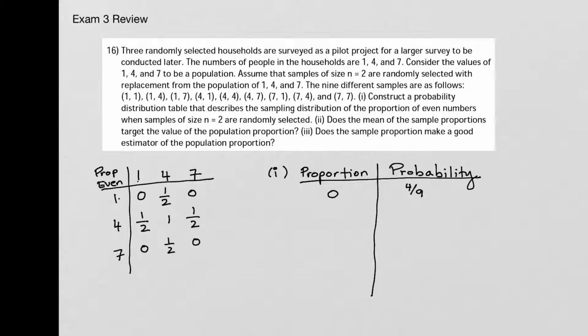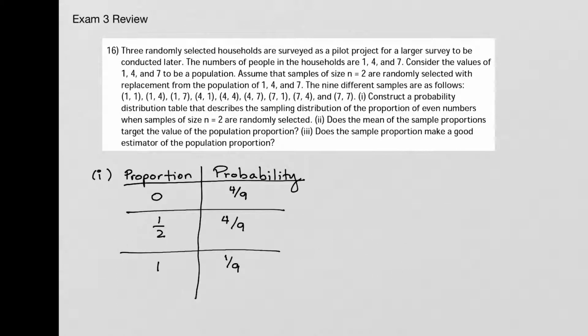Then we have 1/2 is the next value, and 4 out of 9 again are 1/2. So we see those 1, 2, 3, 4. And then there's one case where both numbers are even, so that's going to be 1 out of 9. And I double check this, 4/9 plus 4/9 plus 1/9 adds up to 9/9, which is 100% of all the possibilities. So we know that probabilities are supposed to add up to 1, and that worked out. So that's my probability distribution table.